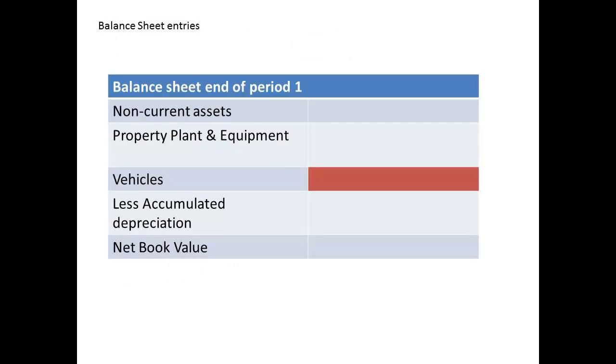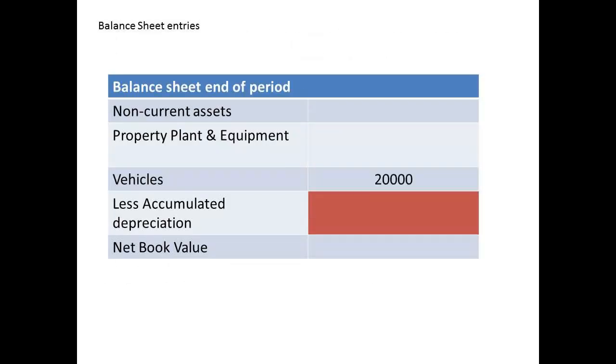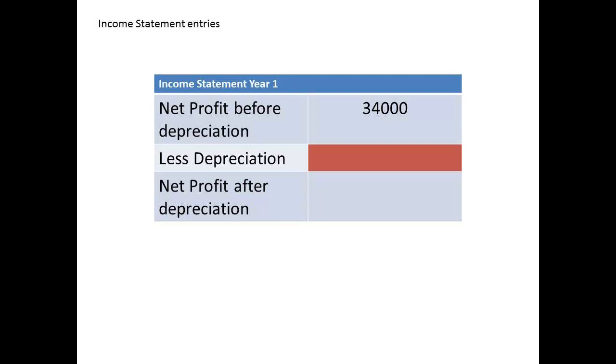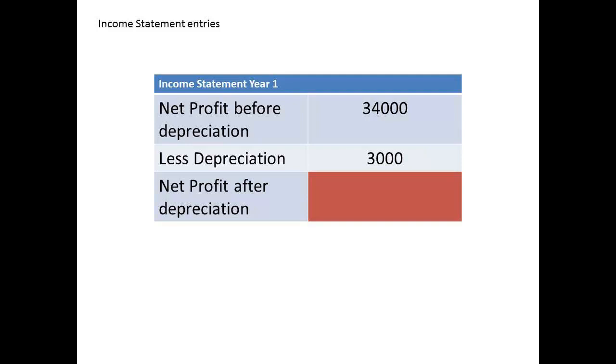Take the balance sheet first. We will enter the historic cost, which is 20,000, then enter the accumulated depreciation, which is 3,000, and now we can determine the net book value, which will be 17,000. That completes the entries that relate to the balance sheet. Now we turn to the entries for the income statement. The net profit before we consider depreciation was 34,000. We need to subtract the depreciation for the year from this, so we are going to subtract 3,000. This leaves us with a new figure for net profit of 31,000.